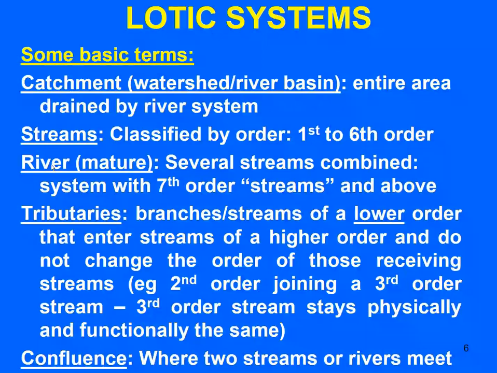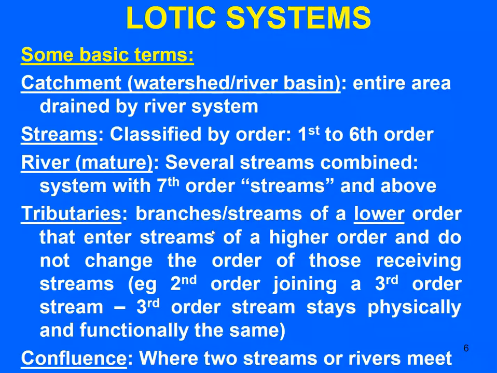Then we have the river itself. Now, we usually talk about, in ecological terms, a river as being a mature and proper river if it's large enough that you actually start getting to seventh order streams. Again, you'll see on the next slide what I mean. You've also heard the term tributaries. A lot of people talk about tributaries.